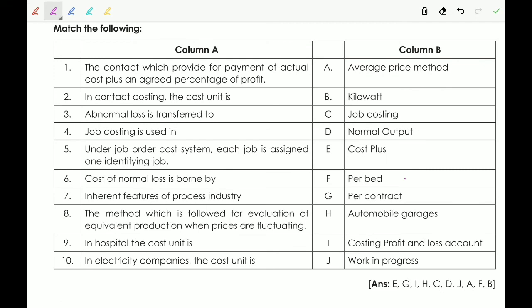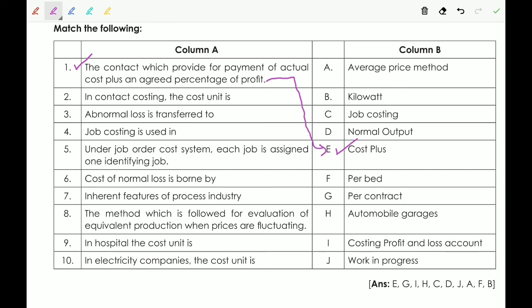Next segment, match the following. The first one is, now we go with explanation, after that answer. The contract which provides for payment of actual cost plus an agreed percentage of profit. What's that? Actual cost and agreed percentage of profit. So cost plus. This is the answer.